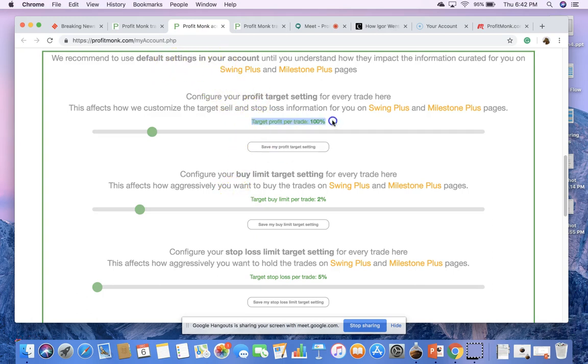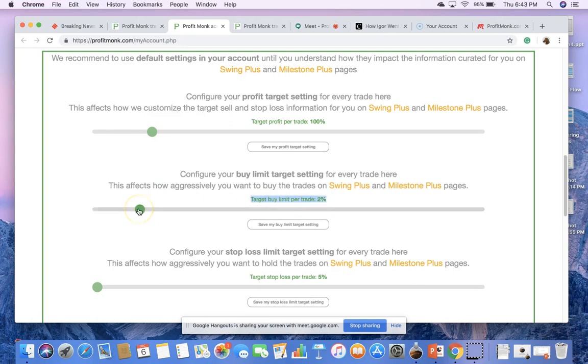So the first one is target profit per trade. Right now you see this particular slider is set at 100%. So what you are basically saying is that on every trade you will only exit if you double your money, which is the 100% profit, or you will not exit. You can adjust this left or right, but for now it is set at 100%. The second setting is the buy limit per trade, and this is kind of important.